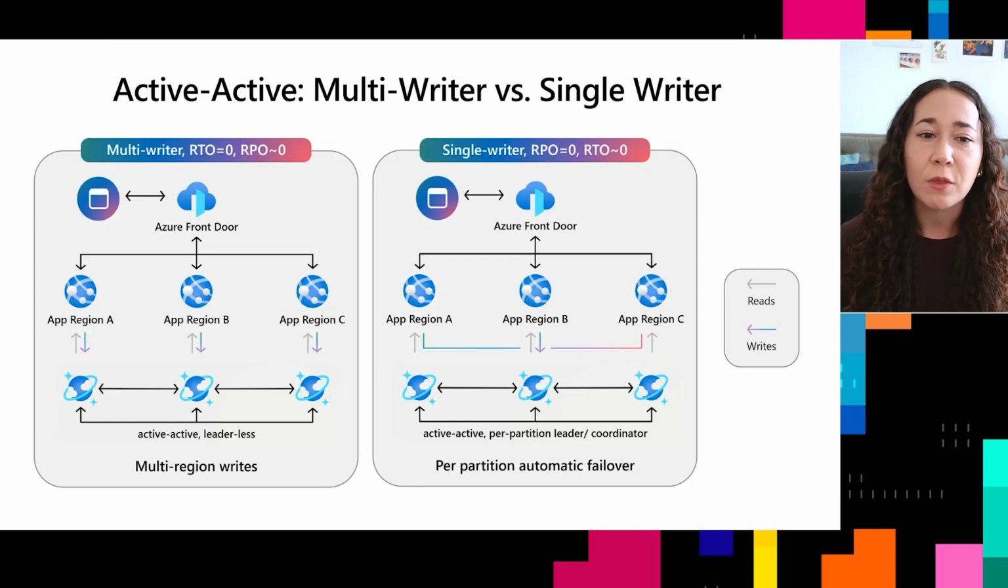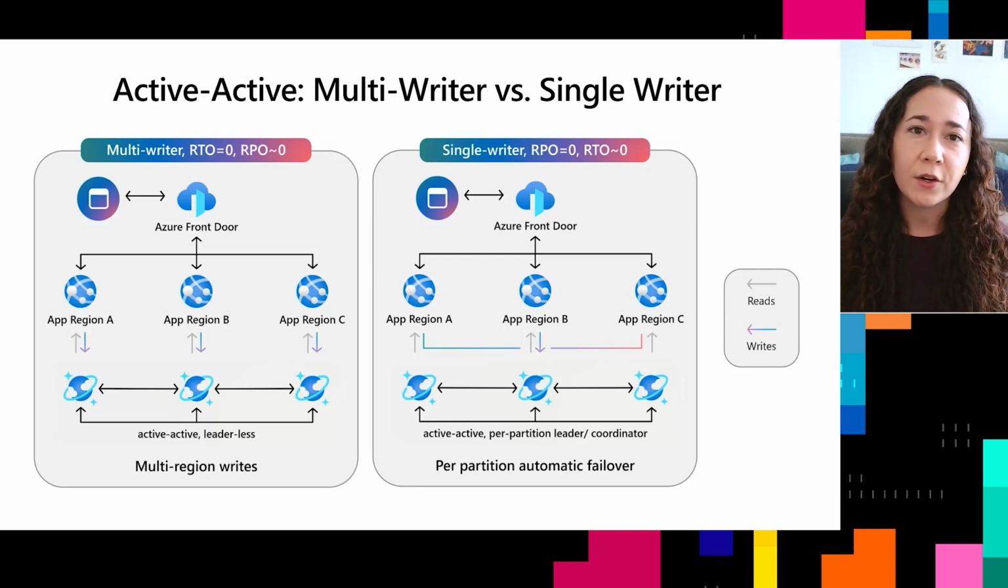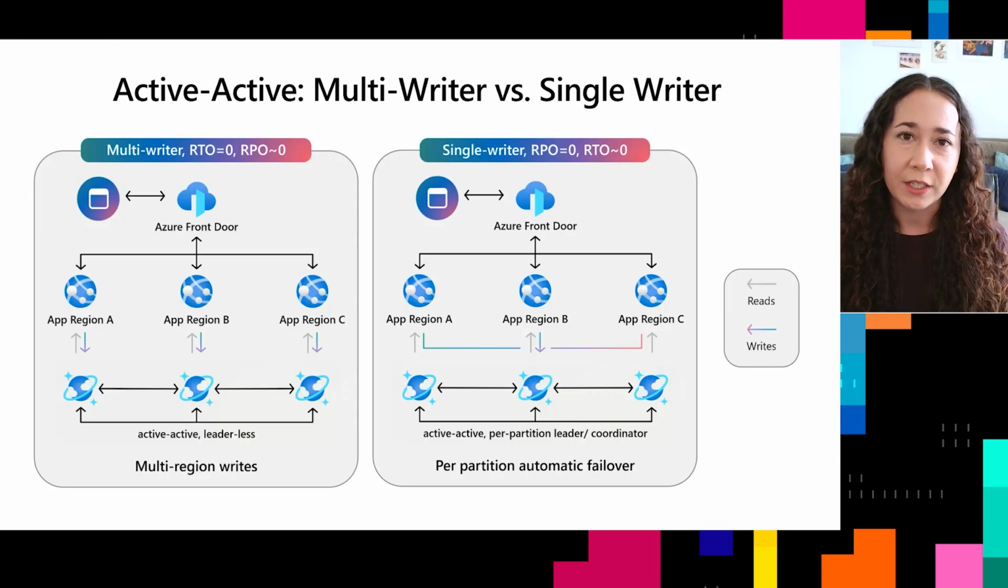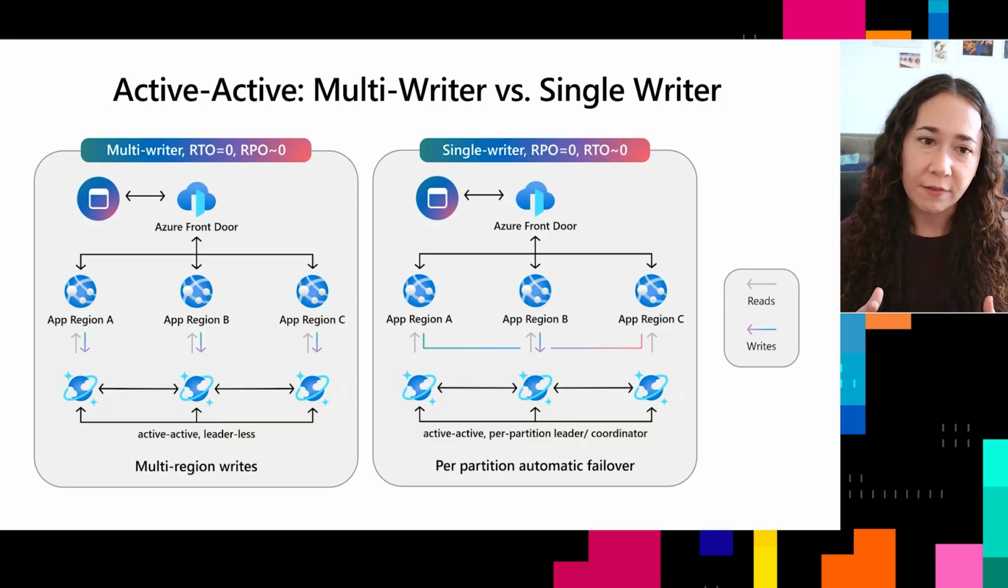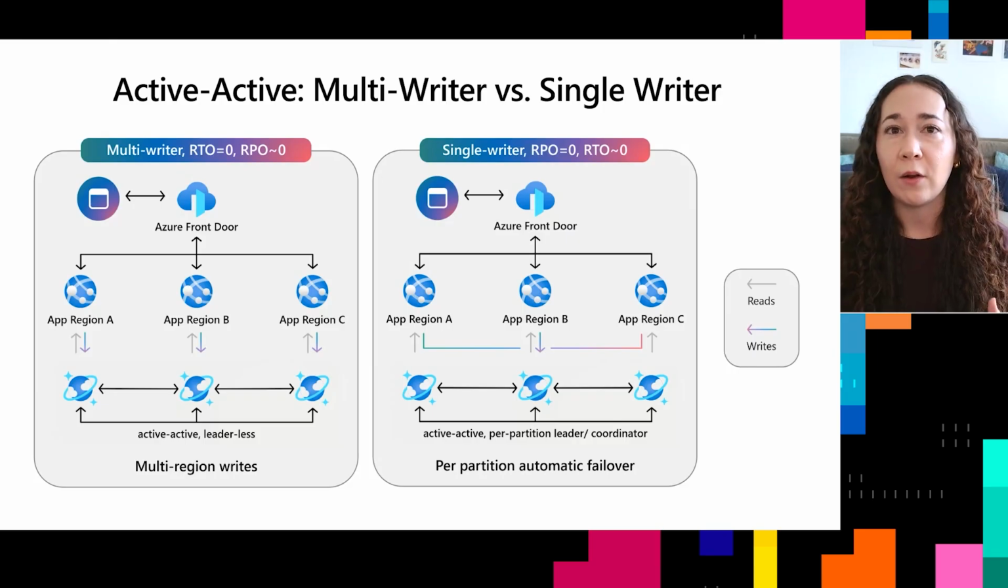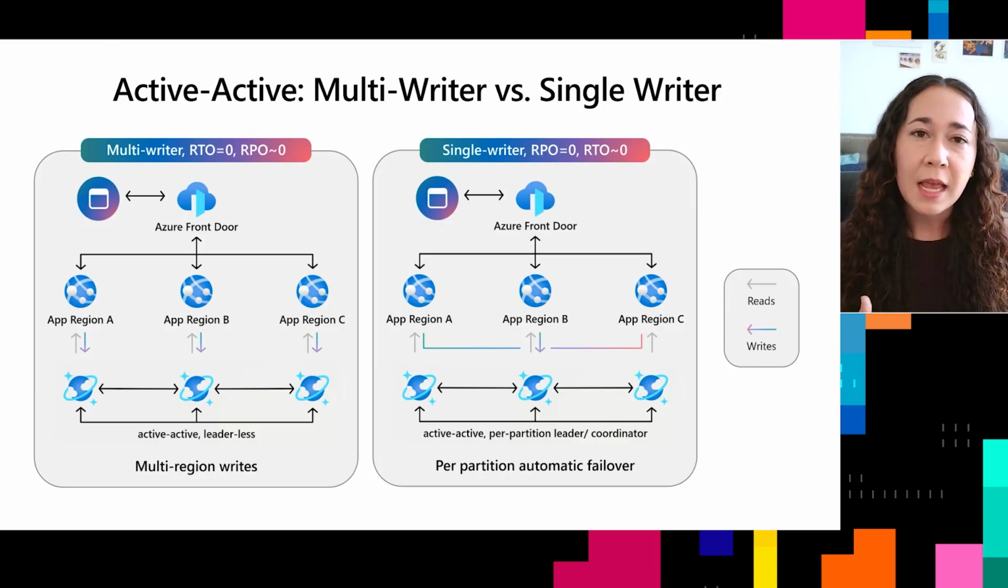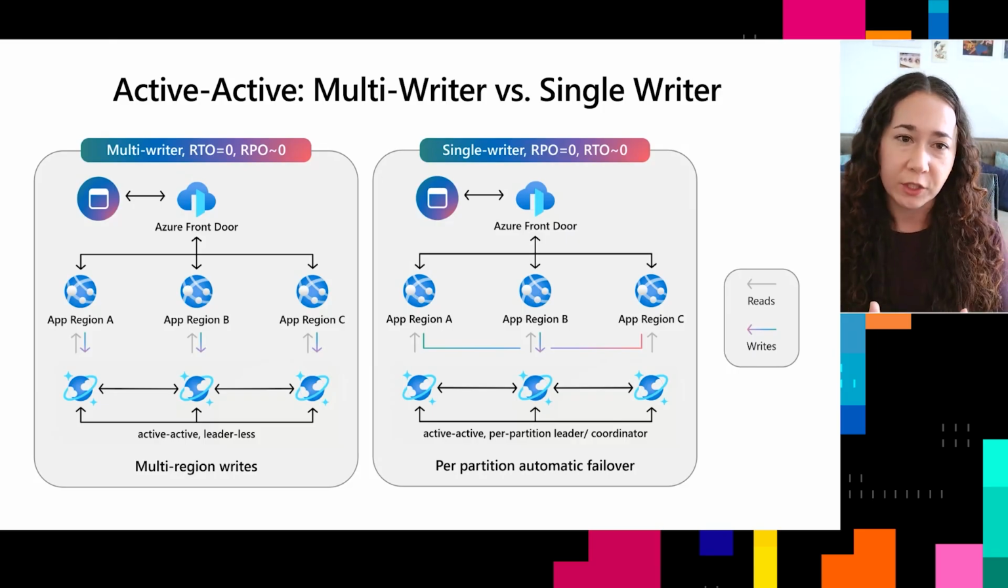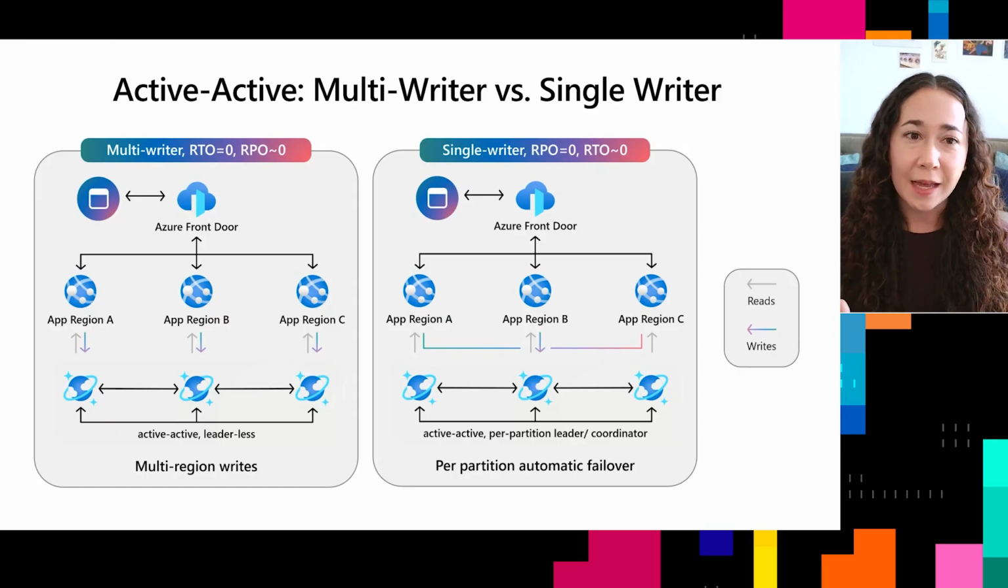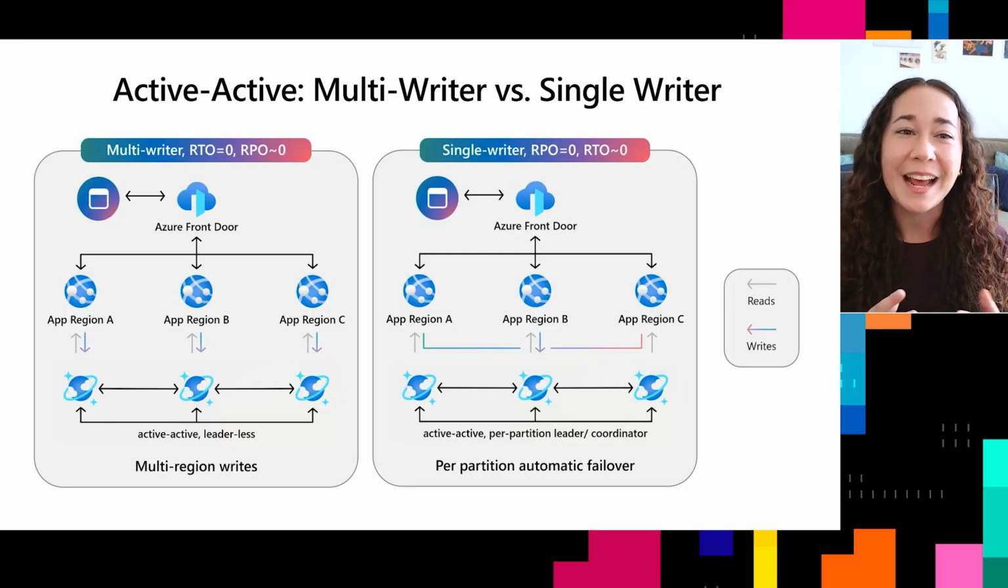The first is with the multi-writer. In the multi-writer, you have multiple Azure Cosmos DB regions, and they're all simultaneously accepting both read and write traffic. This is leaderless, meaning writes can come into any region, and they're conflict resolved across all regions. In this setup, the RTO is 0 because all regions are already online and ready to accept traffic. The RPO is effectively 0. It's basically the conflict resolution and the replication time across regions.